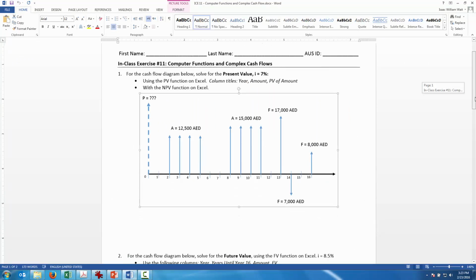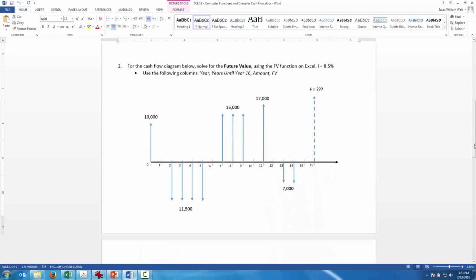Let's take a look at the second question. The second question in the activity is asking, for this cash flow diagram, we want to move all of the money that's shown into the future. And so that's compounding it into the future. For example, $10,000, if you receive it today, how much would it be worth in 16 years if it was increasing in value by 8.5% per year?